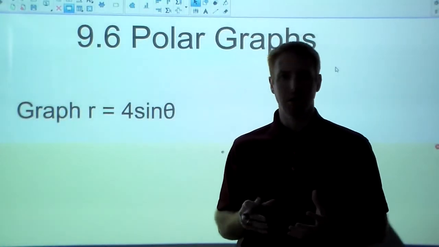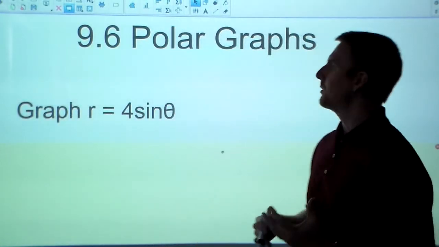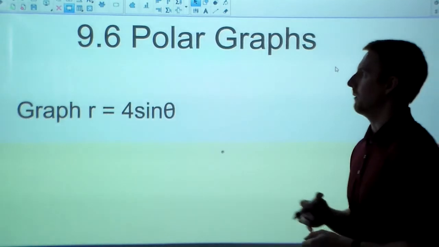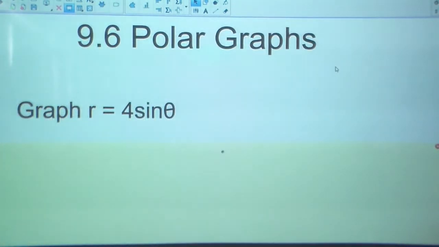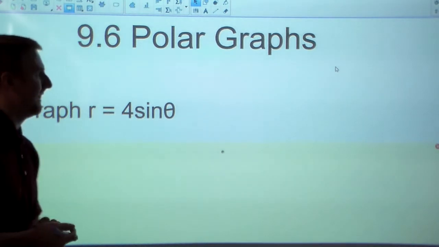So chapter 9 introduced a whole lot of new ideas to you. This will be sort of a fun way to end it up. I'm just going to explore a few different graphs that you can make with some of these polar coordinates. So the first thing I want to look at is r equals 4 sine theta.